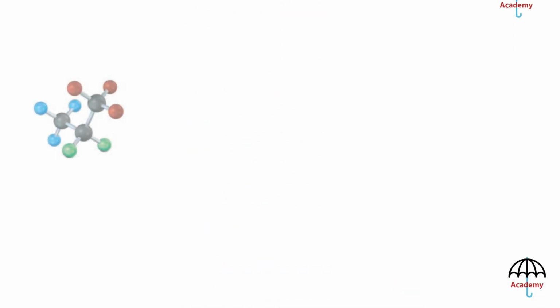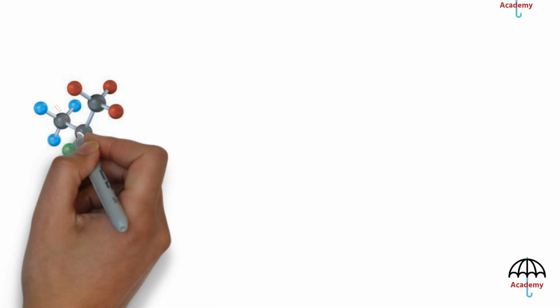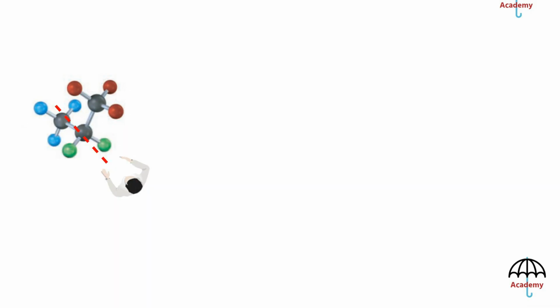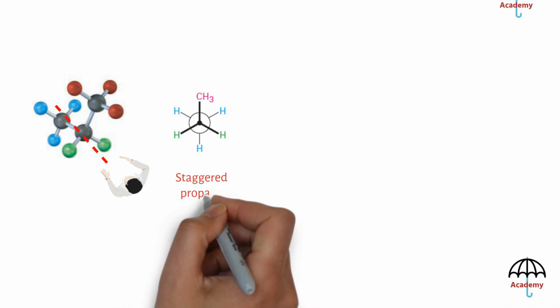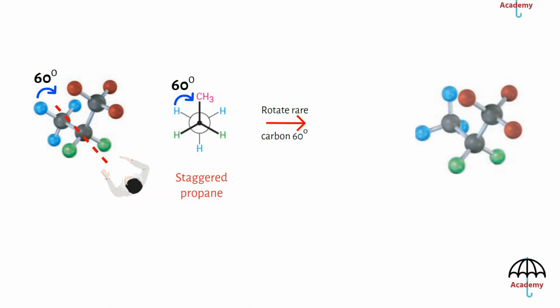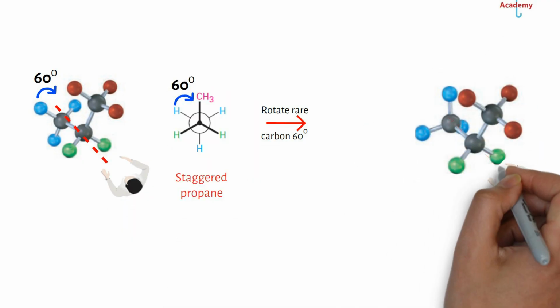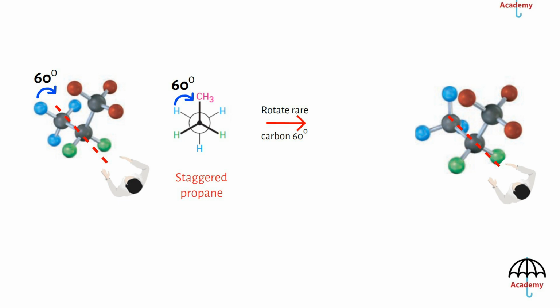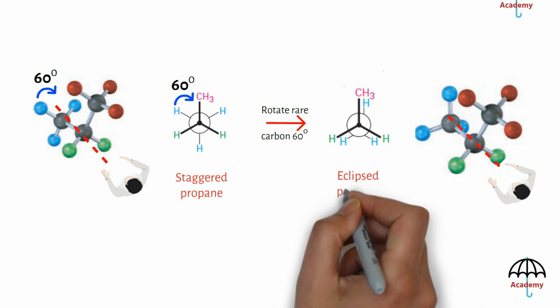As in the case of ethane, two extreme conformations of propane are possible. Consider this one. When we look through this carbon-carbon bond, the methyl group on the front carbon is exactly staggered halfway between the two C-H bonds on the back carbon. We can draw its Newman projection like this. This is the staggered conformation. If we rotate the back carbon by 60 degrees, we get this conformation. Here also, if we look through C-C bond, the methyl on the front carbon is eclipsing with the C-H on the back carbon. The Newman projection of the same can be drawn like this. This is the eclipsed conformation.